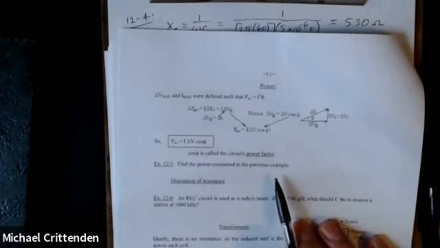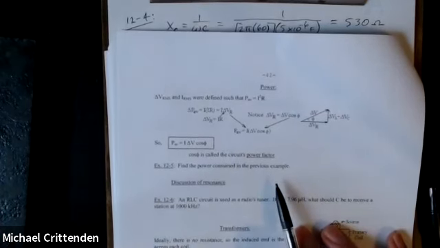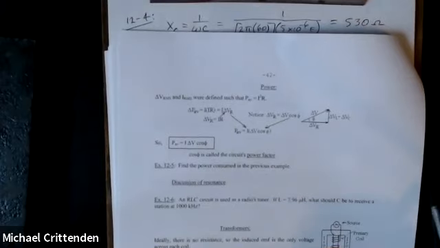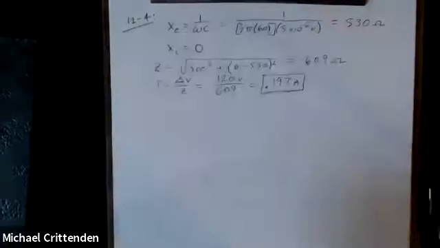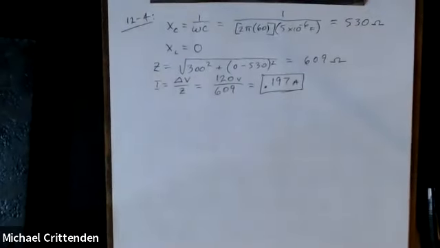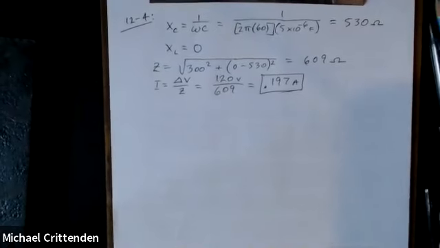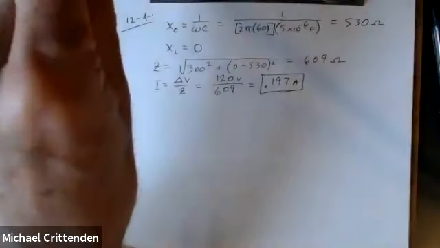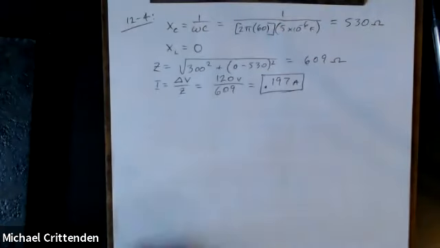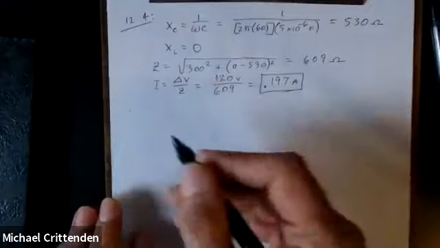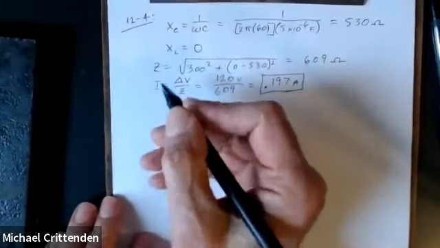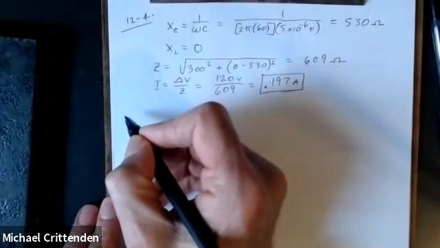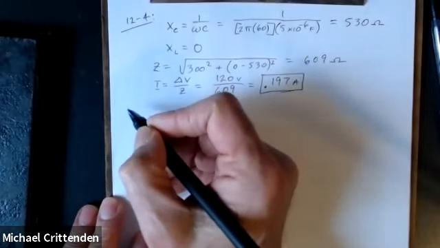But find the power consumed in the previous example. Well, I'm not actually going to do this in the shortest, most efficient possible way. I'll tell you what the shortest, most efficient way is before we're done here, but I want to actually calculate the phase angle, so I'm going to do it with I times V times the cosine of phi.